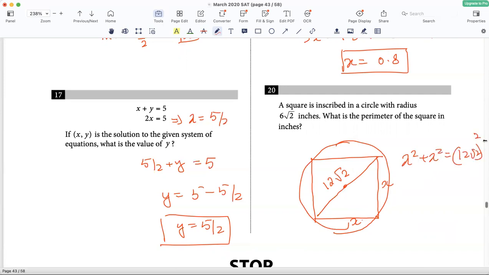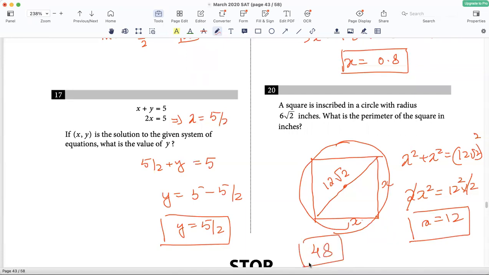12√2 the whole square by Pythagoras theorem. So 2x square is 12 square into 2. So x is going to be 12. So the side length of the square is 12. So the perimeter of the square would be 12 into 4, 48. So the answer is 48.